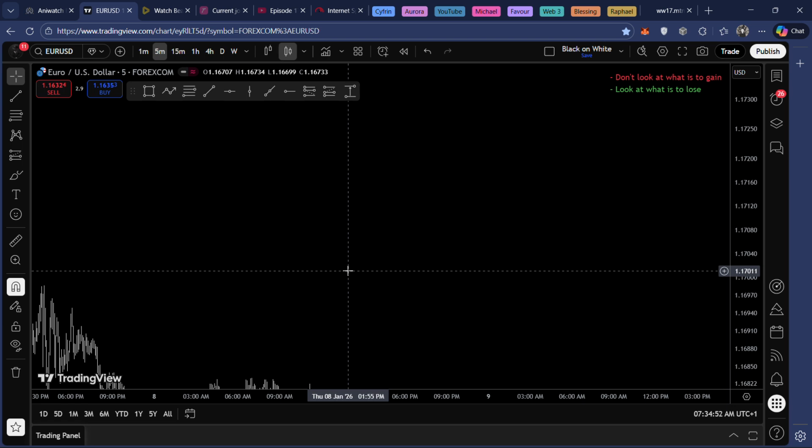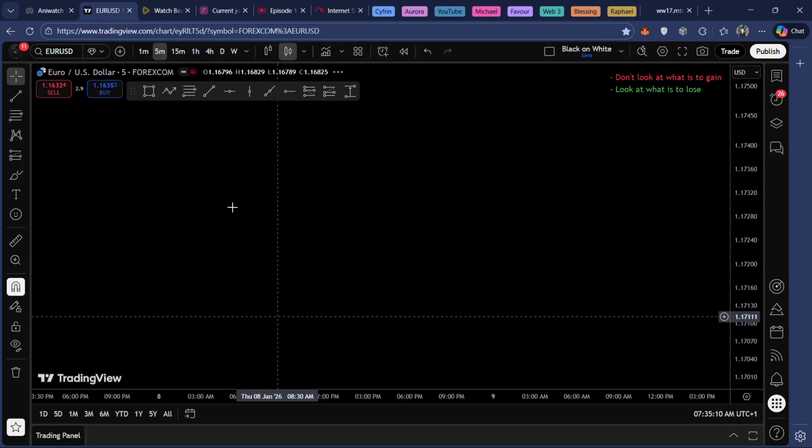I believe we understand what an order block is. So the next should be the breaker block. A breaker block is when an order block fails. So it's a sign of reversal.